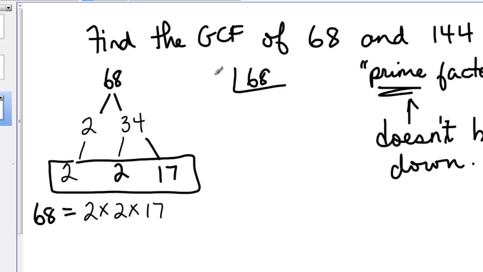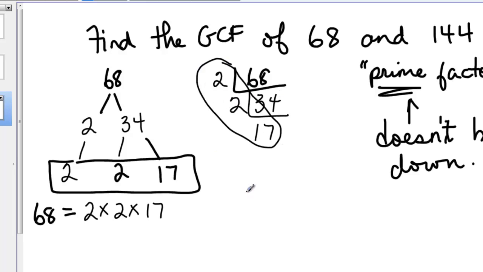If you do it this way, all it looks like is 2 comes out of 68, leaves 34. Another 2 comes out, leaves 17. There's your prime factorization. Same process either way. Okay, so let me start with a clean page here for a second. We know that 68 is 2 times 2 times 17.